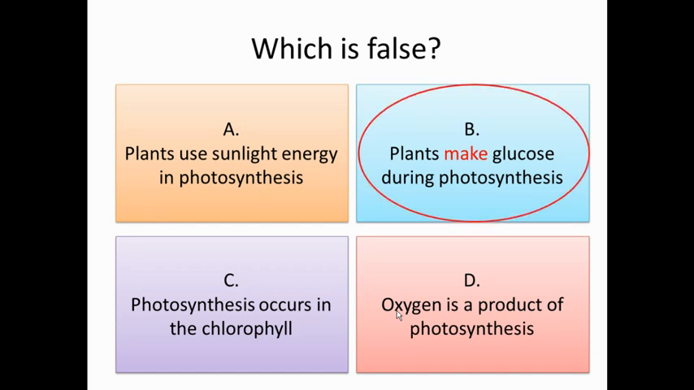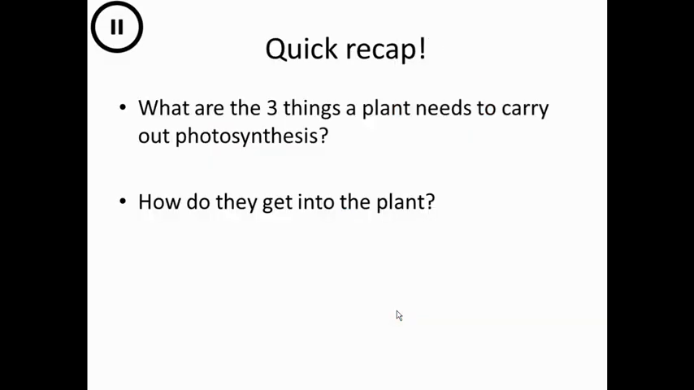okay? If you got that right, brilliant, well done. If not, you can rewind the video, rewatch it, okay? Or if I've explained everything and you've understood it now, brilliant. So, really quick recap. What are the 3 things a plant needs to carry out the process of photosynthesis? And how do those things get into the plant, okay? So again, no need to write them down, just have a think. And if you pause the slide now.